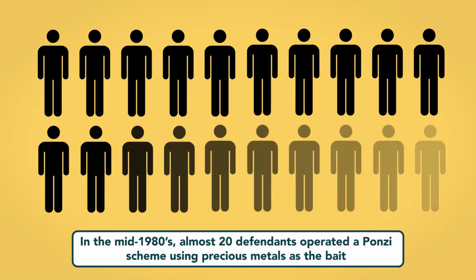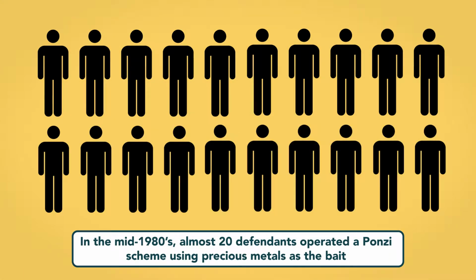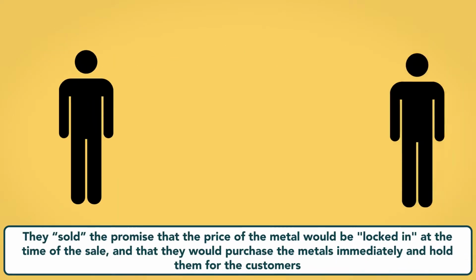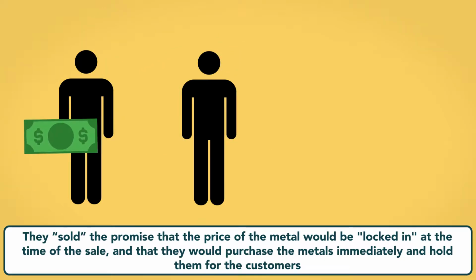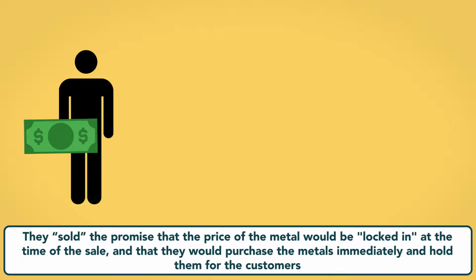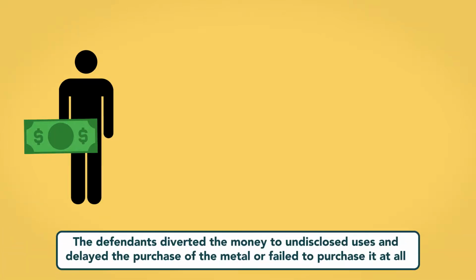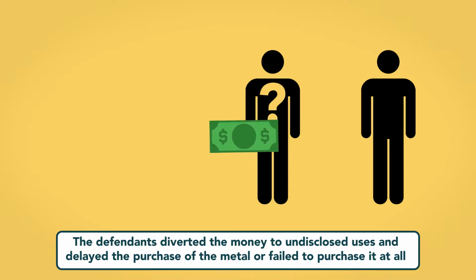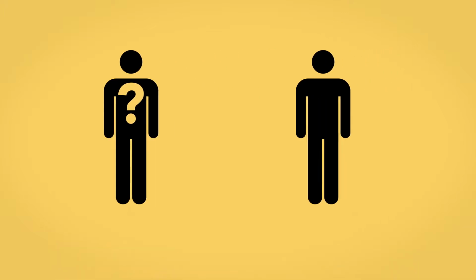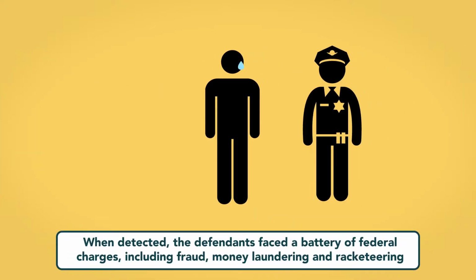In the mid-1980s, almost 20 defendants operated a Ponzi scheme using precious metals as the bait. They sold the promise that the price of the metals would be locked in at the time of the sale, and that they, the defendants, would purchase the metals immediately and hold them for the customers. In fact, the defendants diverted the money to undisclosed uses and delayed the purchase of the metal or failed to purchase it at all. When detected, the defendants faced a battery of federal charges, including fraud, money laundering, and racketeering.